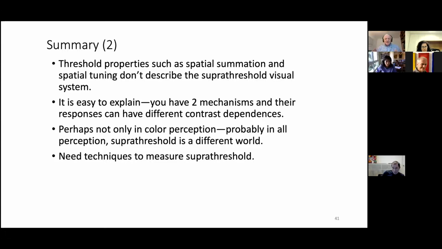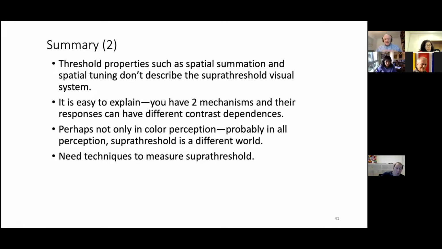And in the case of color, it's easy to explain. You have two different mechanisms and their responses have different contrast dependencies. So of course, superthreshold, one mechanism can take over, and near threshold, the other mechanism can be more sensitive, and they switch positions depending on how well they grow with contrast. It's not hard to understand.